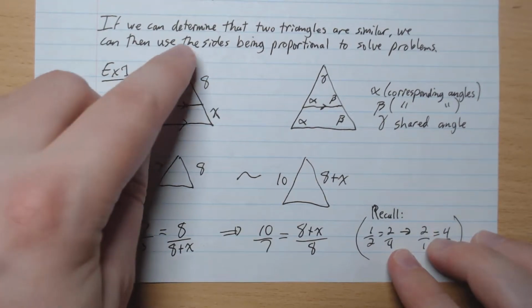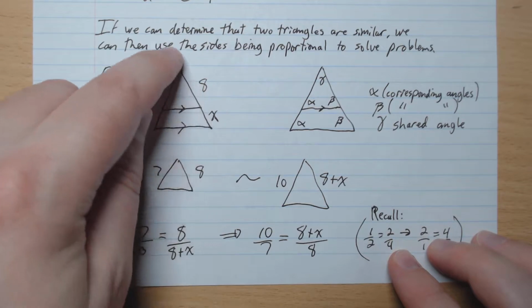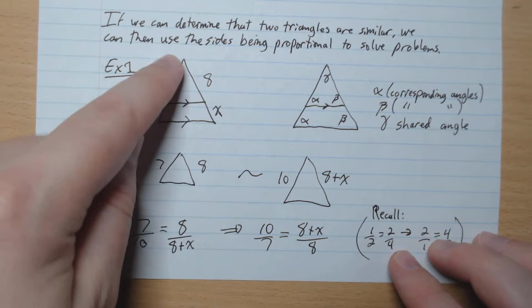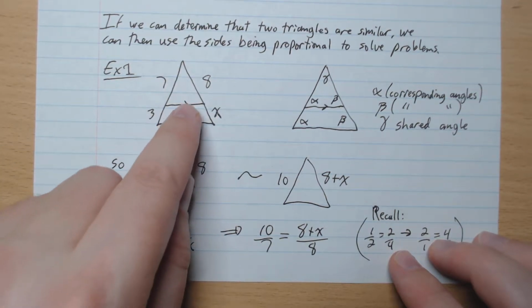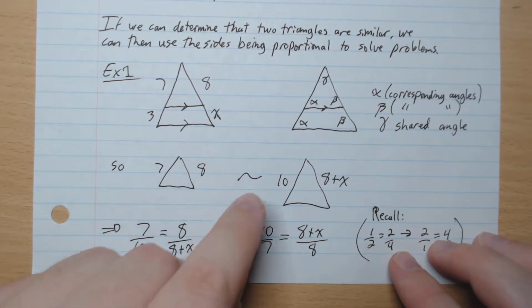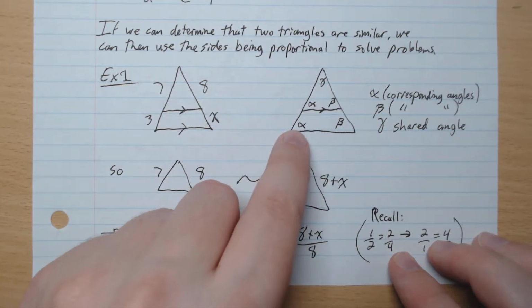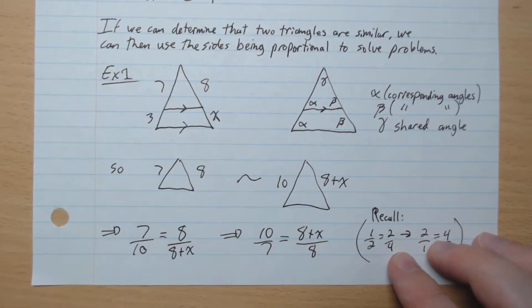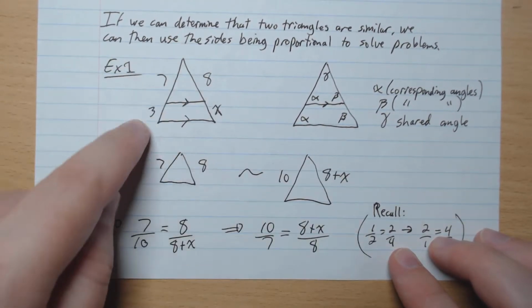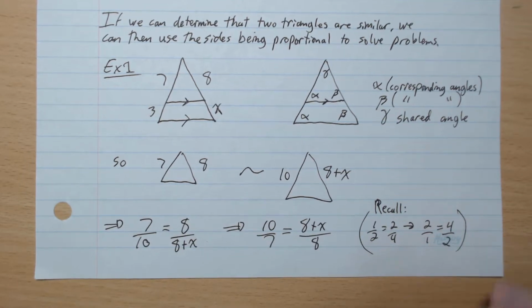So here's an example, example 1. We have two triangles here, 7 and 8, the smaller triangle, and then the larger triangle, 10 and 8 plus x. Now, since these sides are parallel, we remember from our grade 8 or grade 9 math that this angle here is going to be the same as this angle because they're parallel. And then this angle beta will be the same as that. And then gamma is a shared angle between both of those triangles. So we have the triangle with sides 7, 8 being similar to the big one, 10 and 8 plus x.